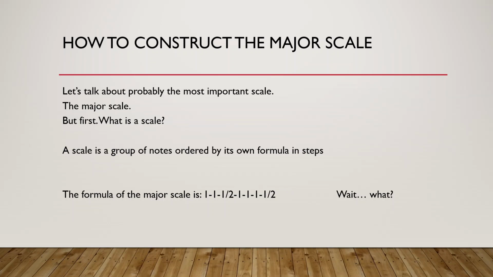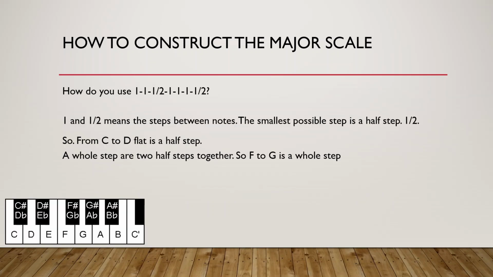So what do I mean with this formula? Well, 1 and 1/2 mean the steps between notes. The smallest possible step is a half step. So from C to C sharp to D, D, E sharp, all half steps. E to F is also a half step because we have no black keys between E and F. Really important to remember.